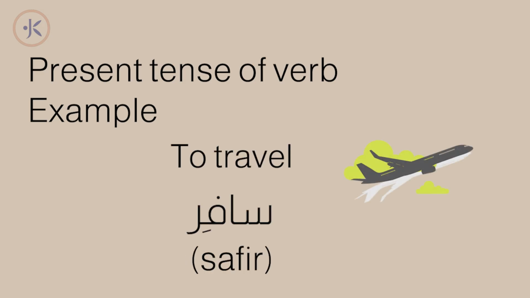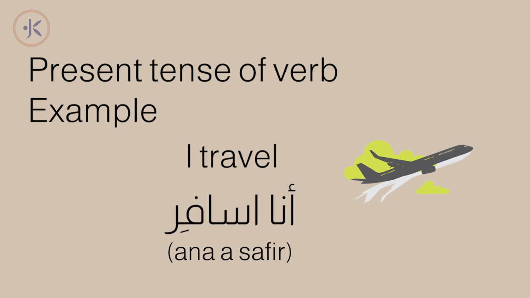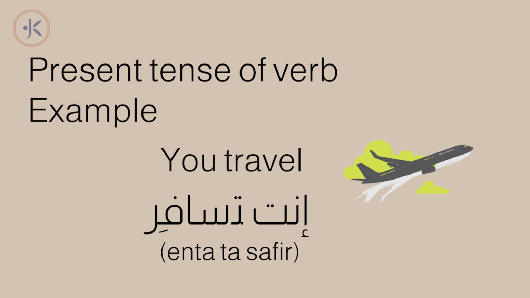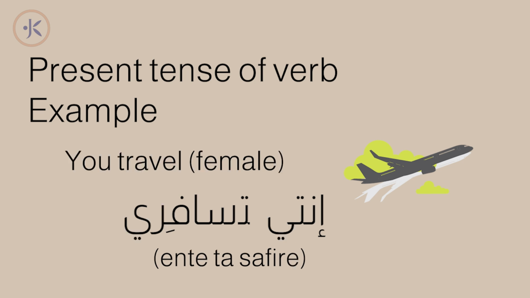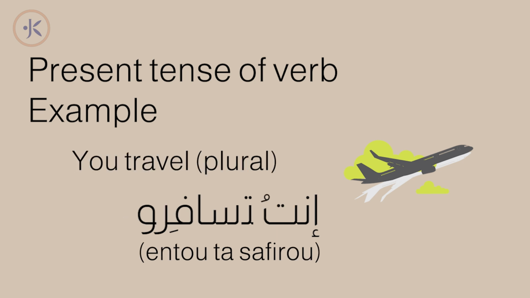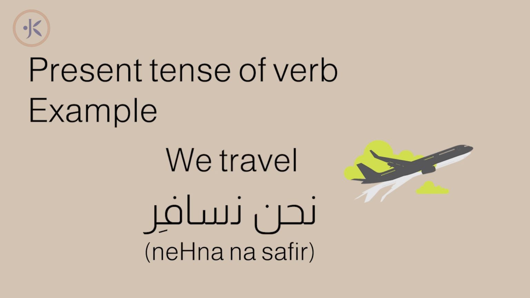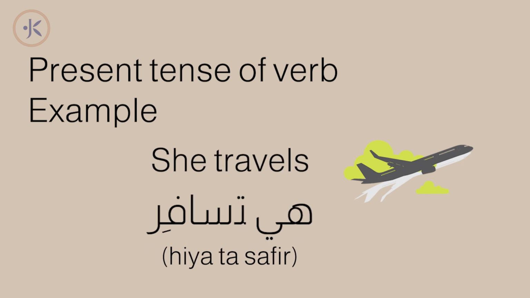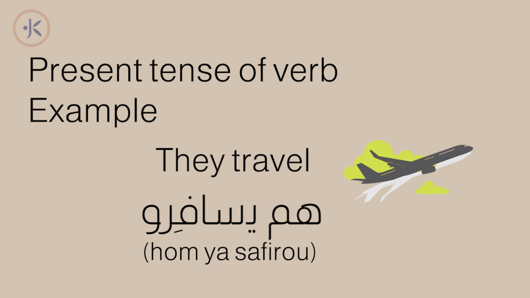So let me give you an example. To travel, سافر will become سافر. How can I conjugate I travel? أنا أسافر. أنت تسافر. أنتِ تسافري. أنتوا تسافروا. نحن نسافر. هو يسافر. هي تسافر. هم يسافروا. What I'm saying: I travel, you travel, you travel, you travel, we travel, he travels, she travels, they travel. As simple as that.